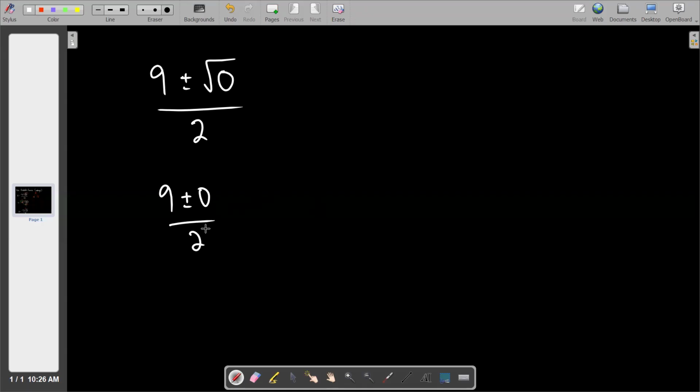Let's pathway this sucker. Nash is looking at my board like, what's this man talking about? Let's take the plus pathway. What's 9 plus 0? 9. So one of the answers is 9 over 2. Let's take the minus pathway. What's 9 minus 0? 9. What's 9 over 2? Well, it's 9 over 2. Problems like this only have one answer.